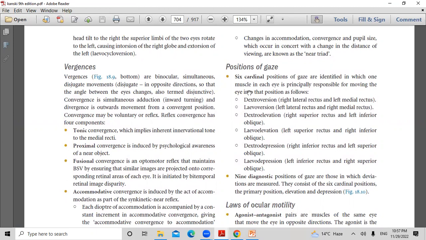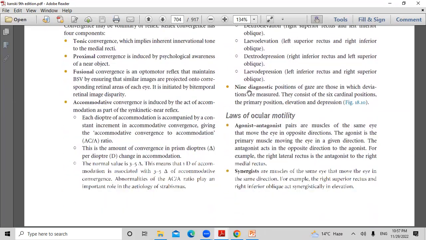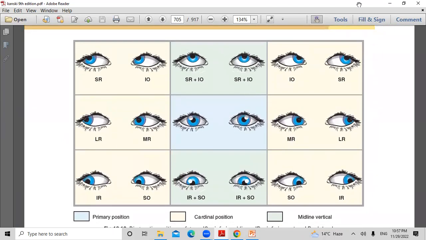Yes. 9 diagnostic positions of gaze are those in which deviations are measured. They consist of the 6 cardinal positions, the primary position, elevation, and depression. Okay, so the position of gaze is very important. I will go to the picture. Okay, then we will see it. Here in each position of the eye, you should know which muscle works. Like here, just in the primary position, all of the muscles are in their primary position.